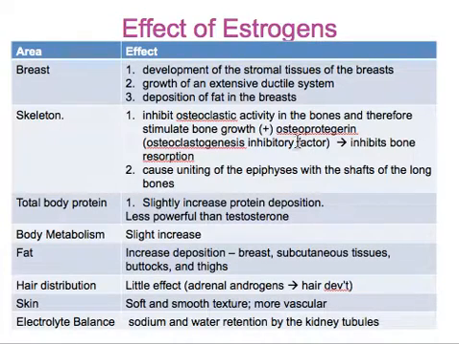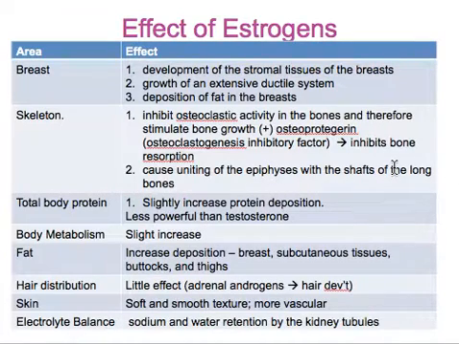So your estrogen has a positive effect on your osteoprotegerin, therefore inhibiting the maturation of your pre-osteoclast to your osteoclast, thereby inhibiting bone resorption. And your estrogen also has an effect on the epiphyseal closure with the shafts of the long bones of the body.